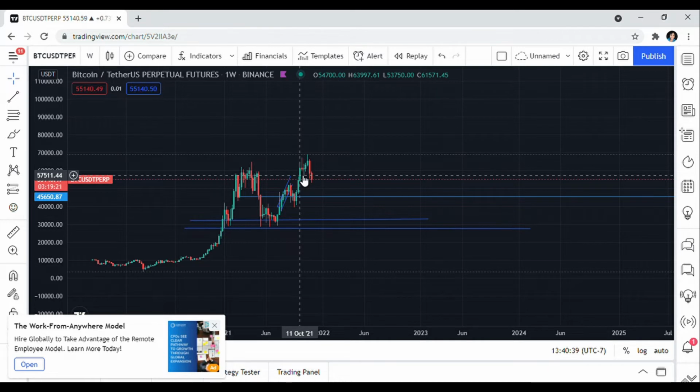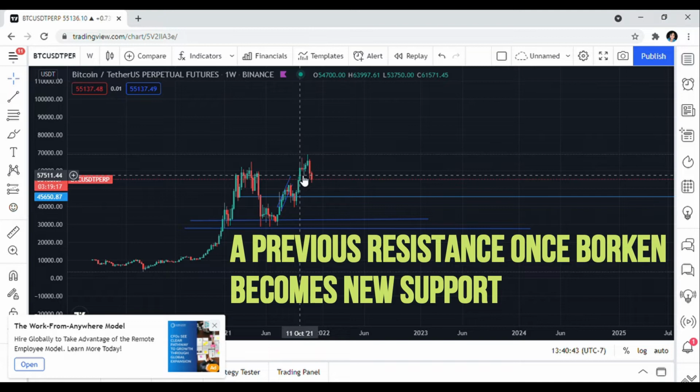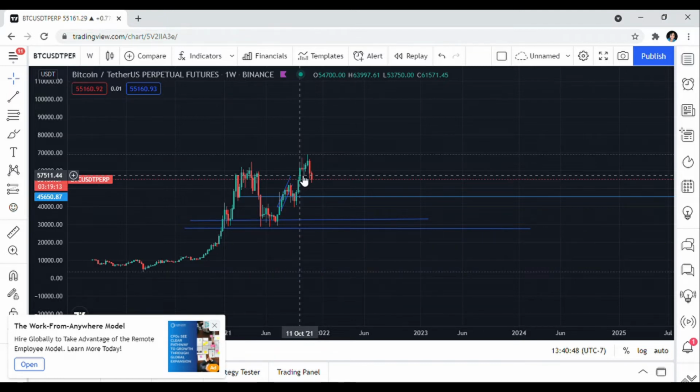Now, another thing to note: a previous resistance line becomes the new support. So if a price has broken a resistance level, that resistance level will now become the new support. If the price ever tries to go down again, it's going to use that resistance level as a support, so it will try not to go lower than that.